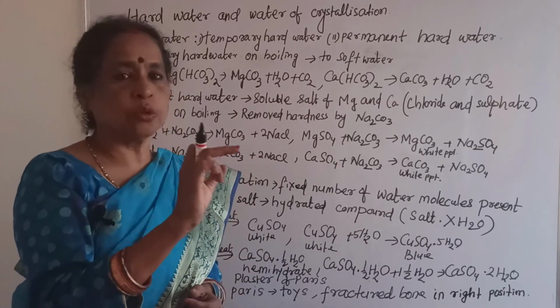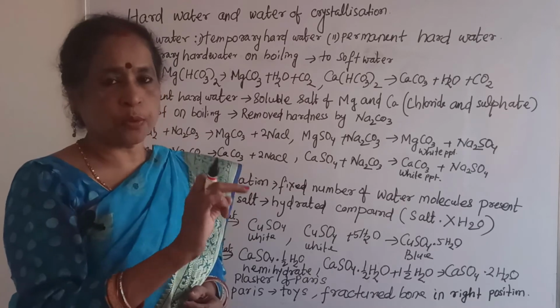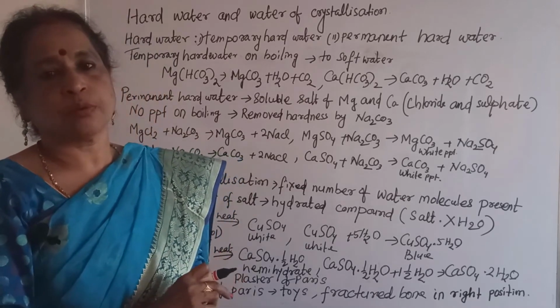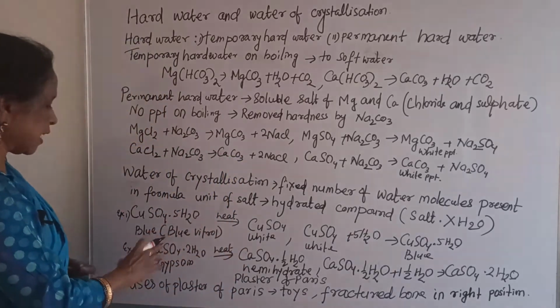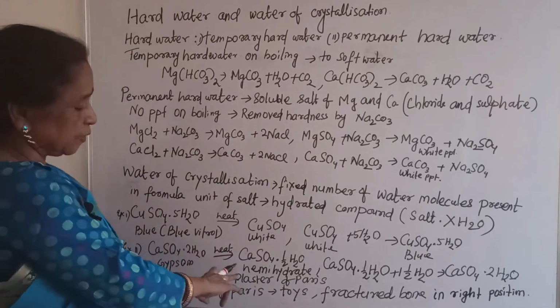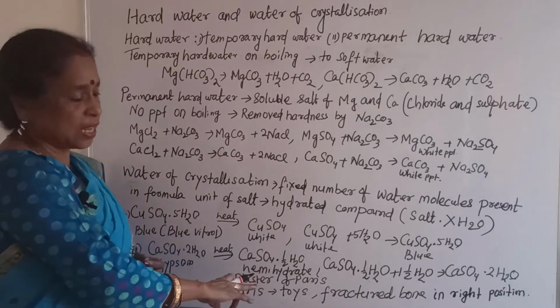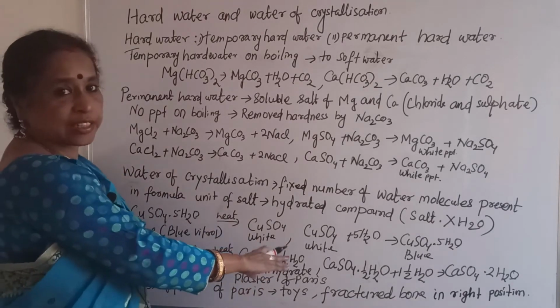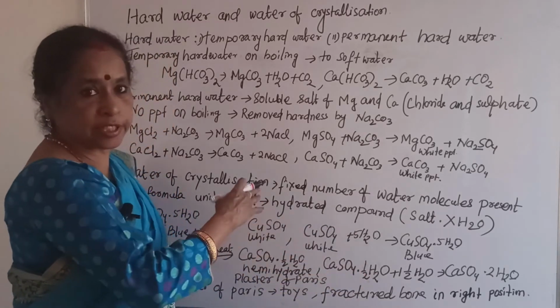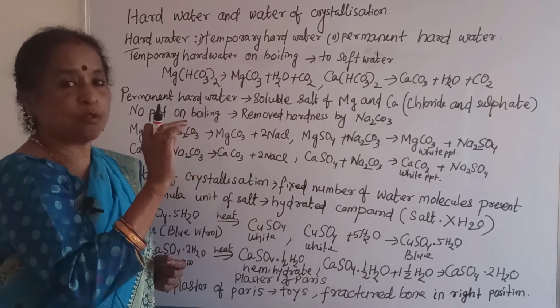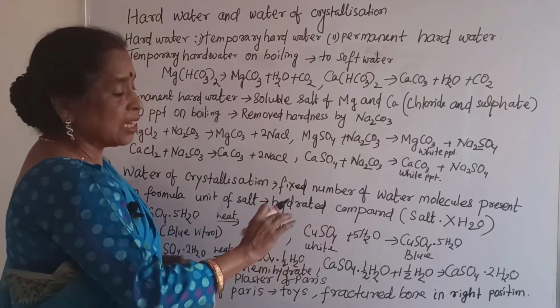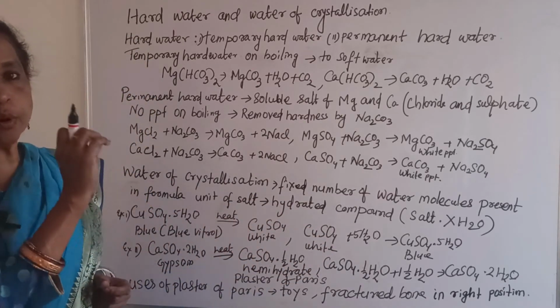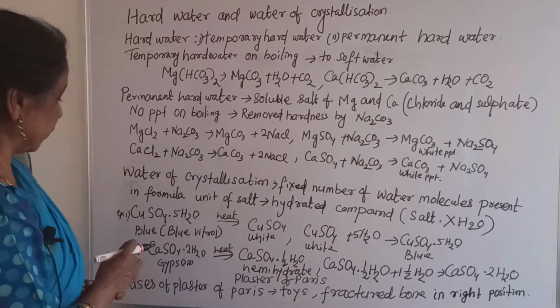What is the formula of gypsum? CaSO4 dot 2H2O means CaSO4 having 2 molecules of water of crystallization. Again, gypsum on heating gives hemihydrate salt, that is plaster of Paris. That hemihydrate salt on treating with 1.5 molecules of water gives CaSO4 dot 2H2O.